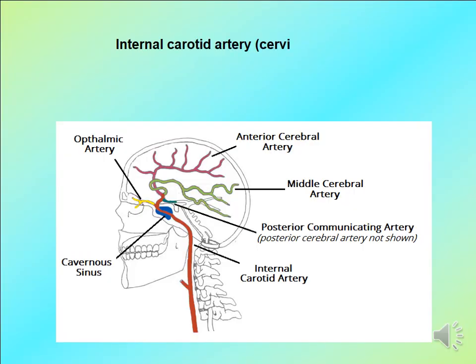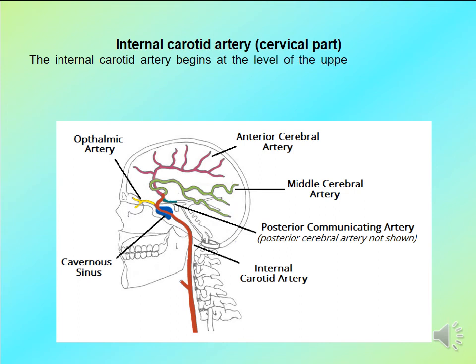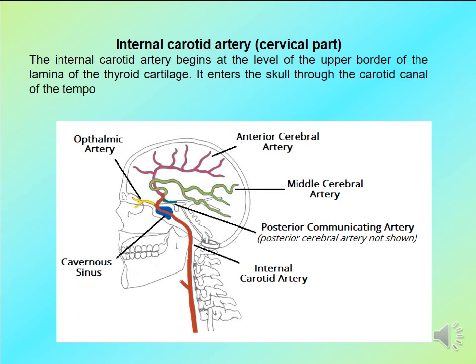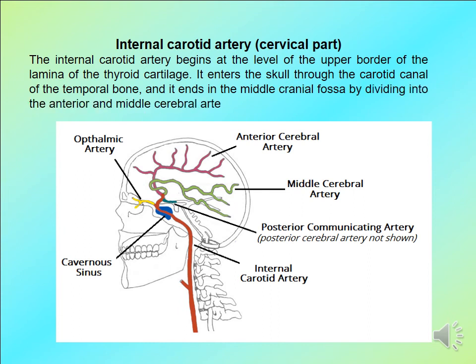Now, after finishing the external carotid artery and its branches, we go to the internal carotid artery. We divide it into a cervical part and a cranial part. We discuss the internal carotid artery, cervical part. The internal carotid artery begins at the level of the upper border of the lamina of the thyroid cartilage. It enters the skull through the carotid canal of the temporal bone and it ends in the middle cranial fossa by dividing into the anterior and middle cerebral arteries.